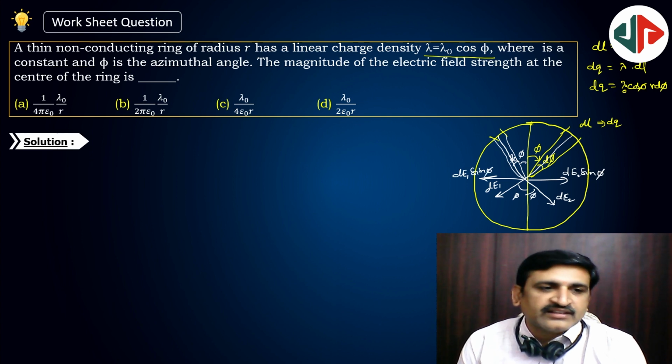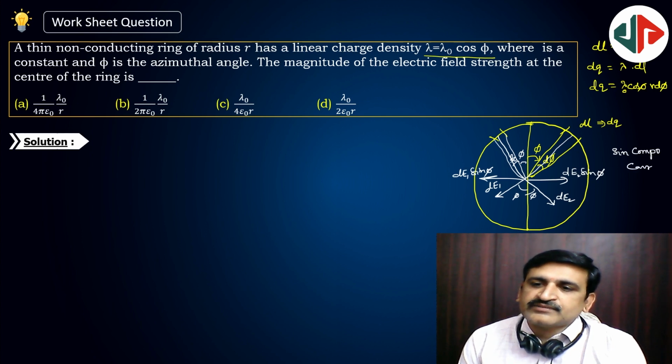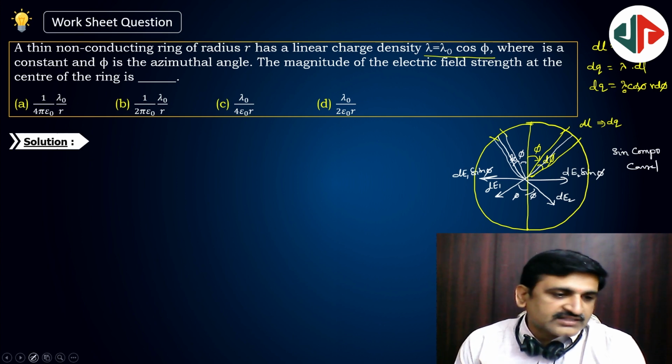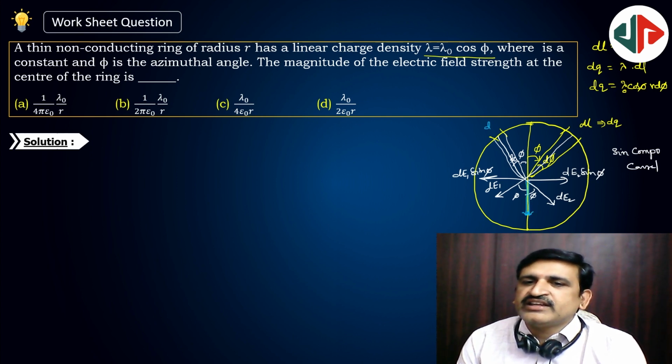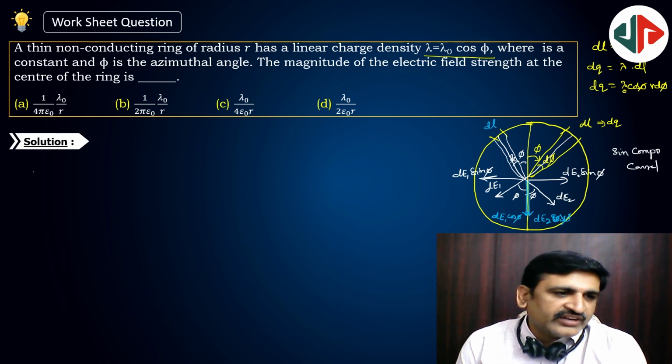These two get cancelled. I will mention here that the sine components cancel each other because they are opposite. Next, the cos components. I want to draw them with another color. Both will be equal because dE1 and dE2 are similar things, right? So this is dE2 cos phi and this is dE1 cos phi. So the net field will be downwards.